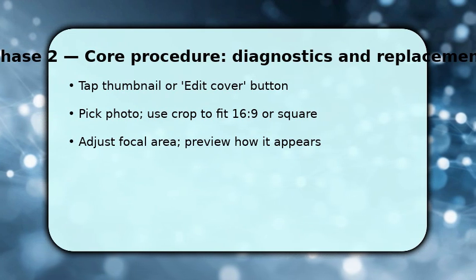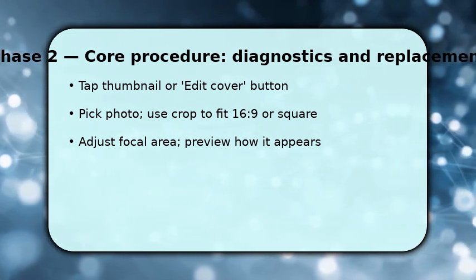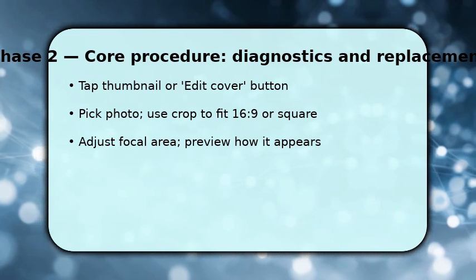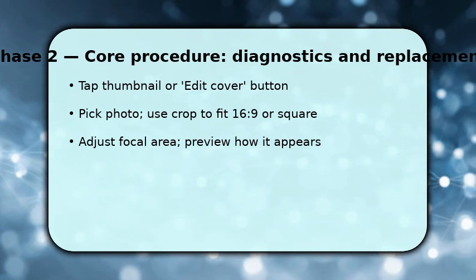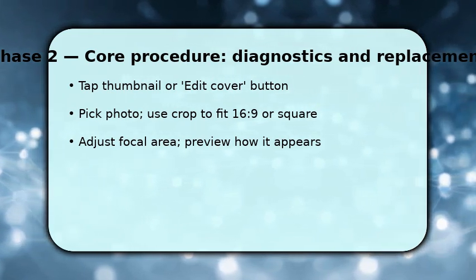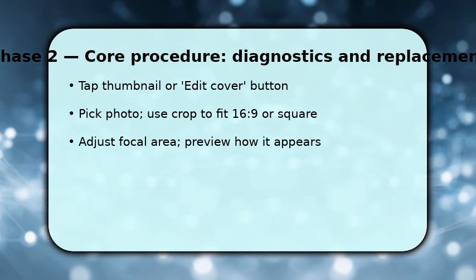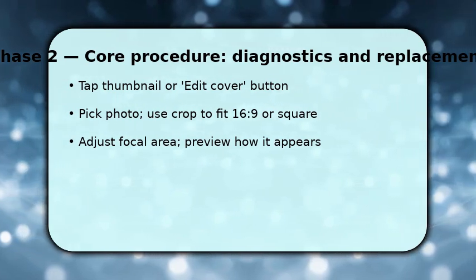Make sure to use the crop tool to match TikTok's frame, typically 16:9 or square for mobile preview, and position the focal area so text or faces aren't cut off. Once done, preview how it looks in the live layout. Small tweaks now prevent awkward framing during your broadcast.